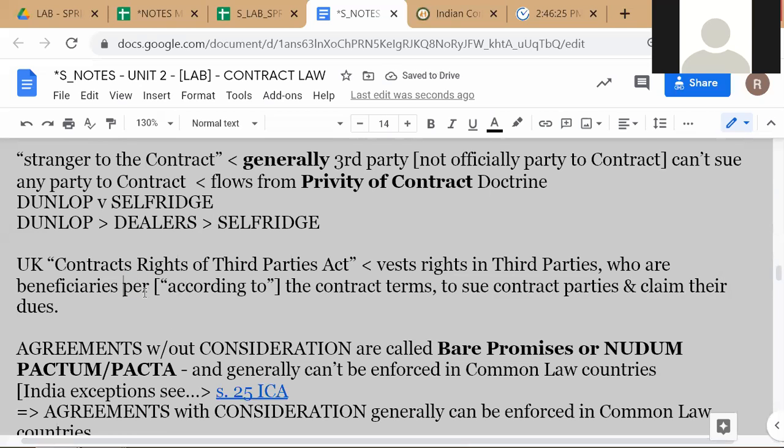Per, a Latin expression, means according to. If you read something written by Englishmen or Australians or Canadians or British or Americans, you will find they do not write as per. They write per because most of them have studied Latin, and per means according to. So if you write as per, it means as according to, which doesn't make any sense.